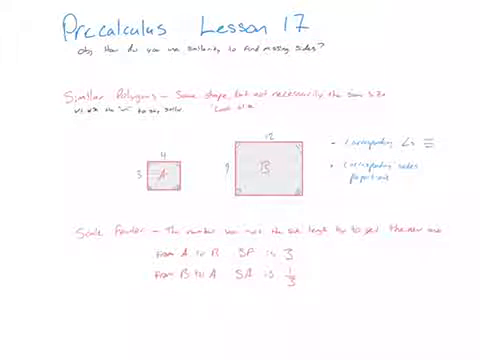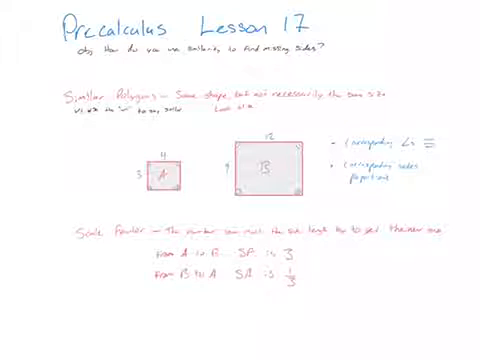I guess first of all, let's talk about what similar polygons are. Similar polygons have the same shape, but not necessarily the same size. So in other words, they're going to look alike. Their corresponding angles will be congruent, and their corresponding sides will be proportional. So they look alike, but they're not the same size.